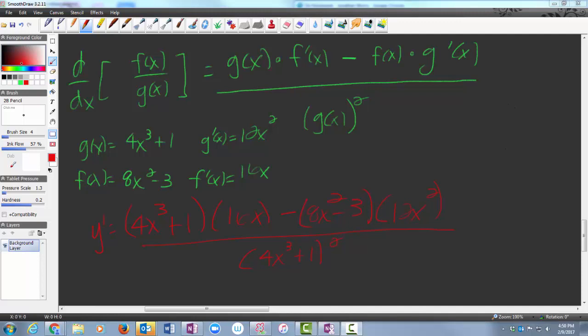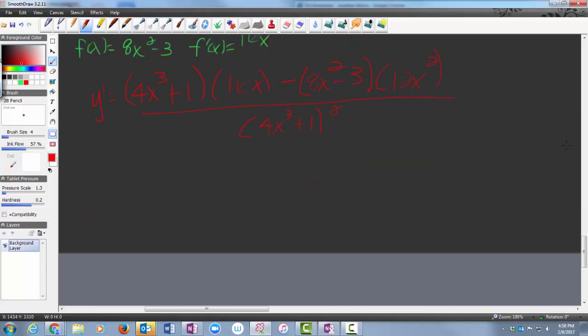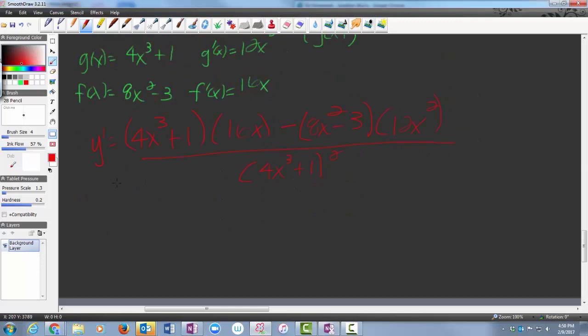We now want to distribute in the numerator. So 4x cubed times 16x gives us 64x to the 4th power. And then 1 times 16x gives us 16x.